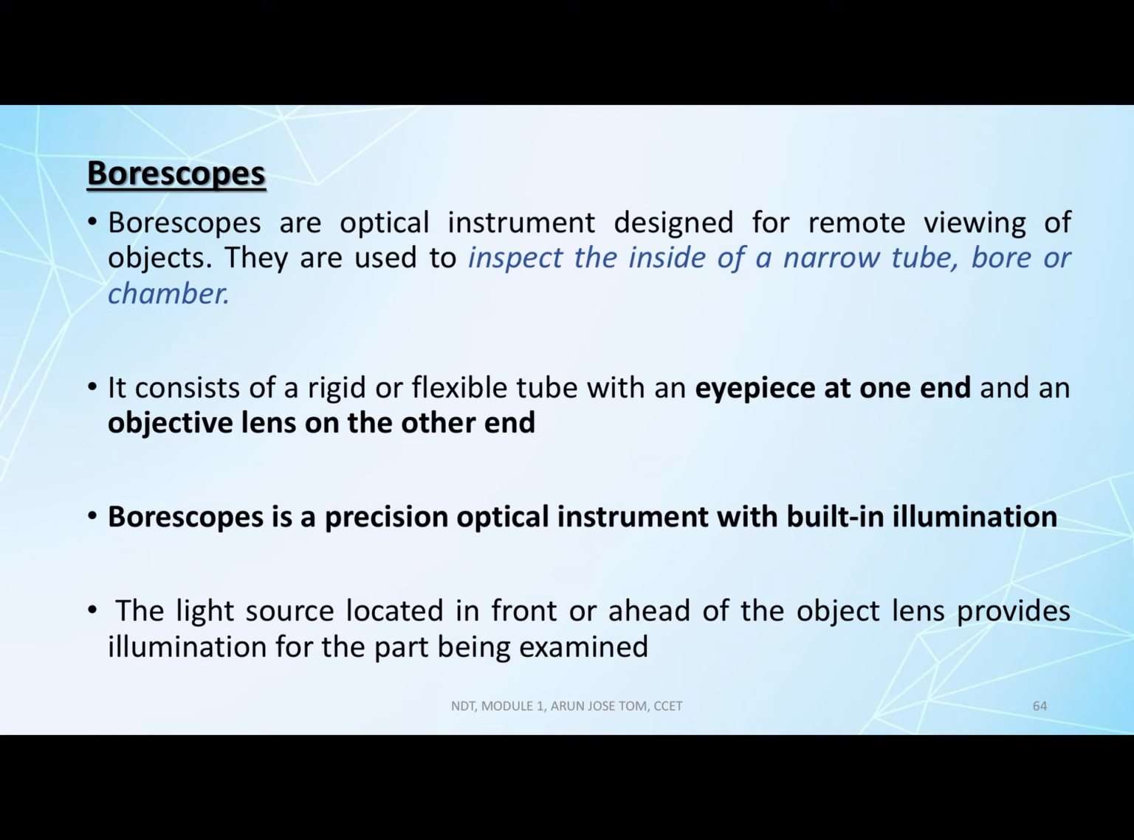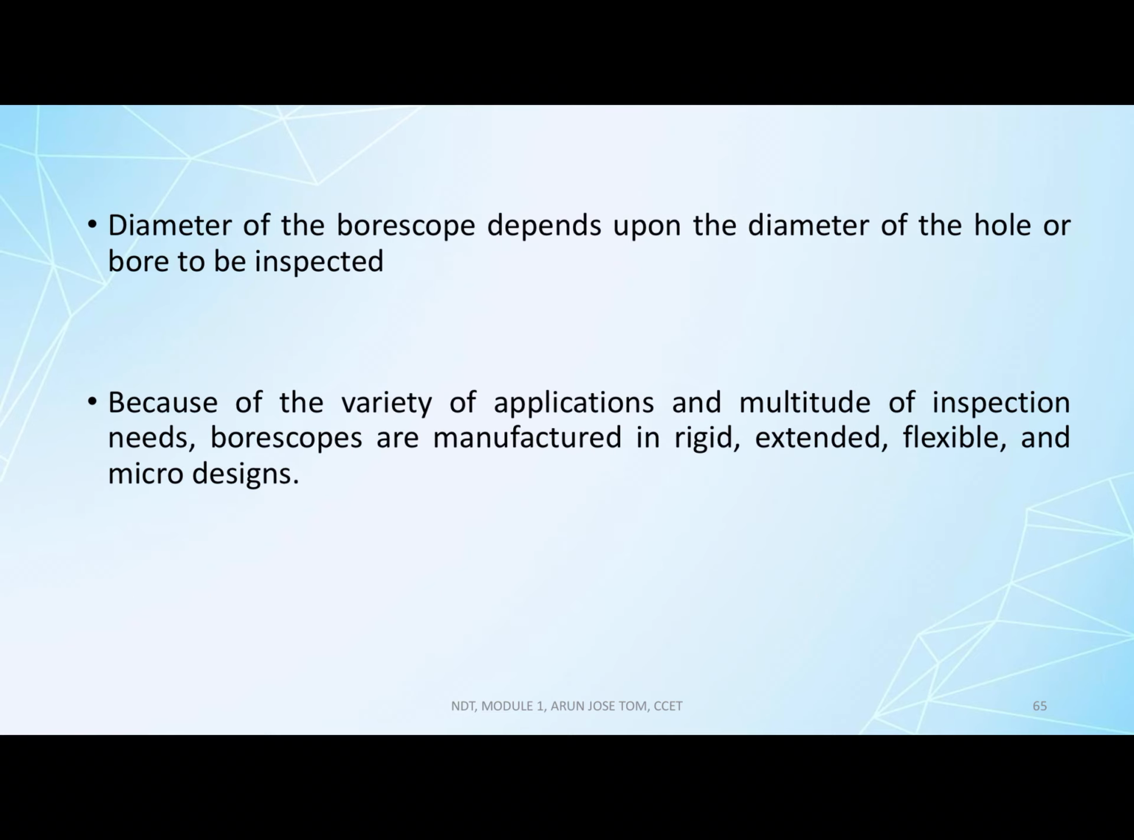There is an eyepiece at one end and an objective lens on the other end. A borescope is a precision optical instrument with built-in illumination. There is an illumination or lighting device built in at one end of the tube. Again, the diameter of the borescope depends upon the diameter of the hole or bore to be inspected. The diameter depends upon the application.